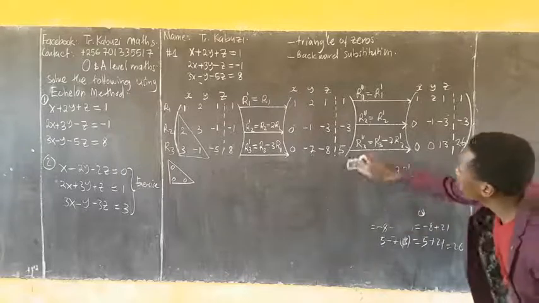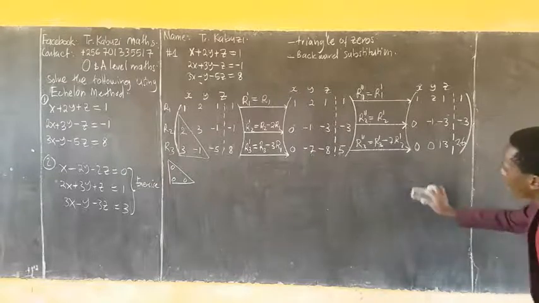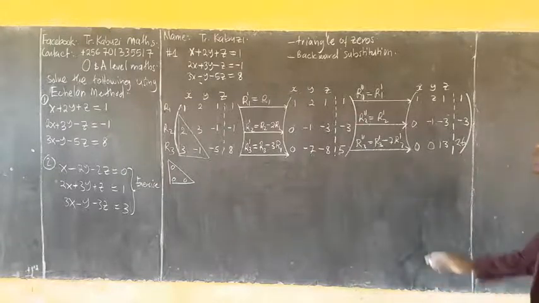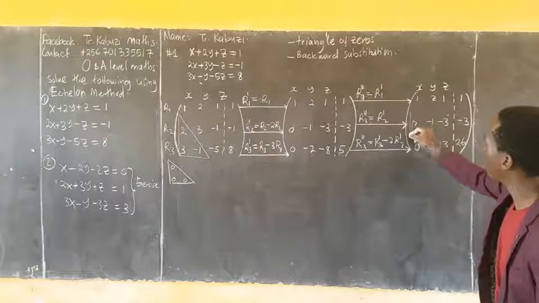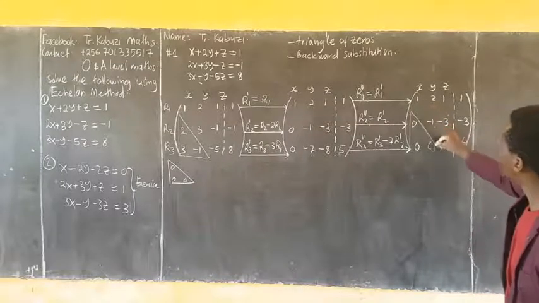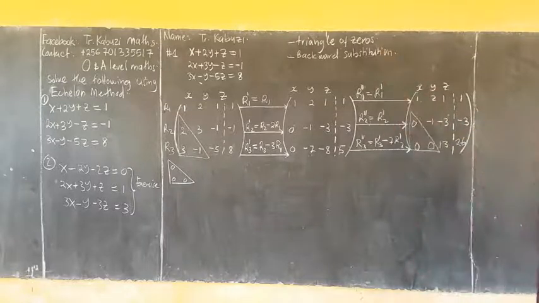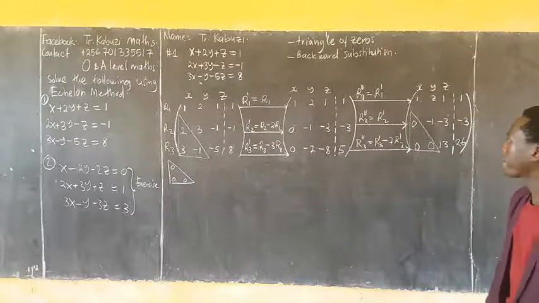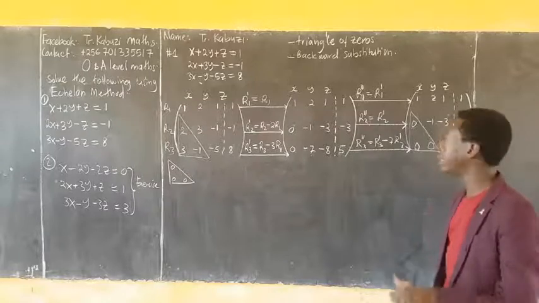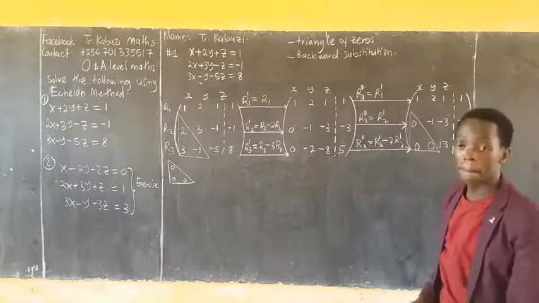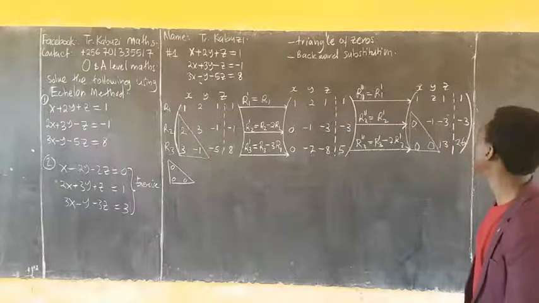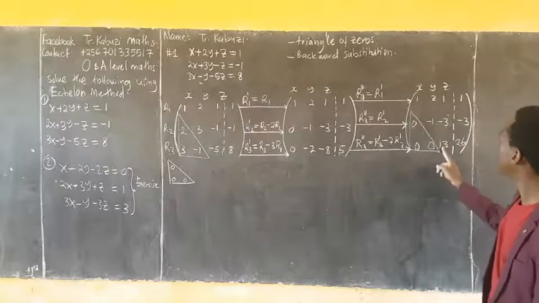Now, after doing that, we see that we have created a triangle of zeros, the one that we wanted. I think you see that we have created a triangle of zeros. It's very okay. Now the only thing we have left to do is backward substitution. How do we do backward substitution?